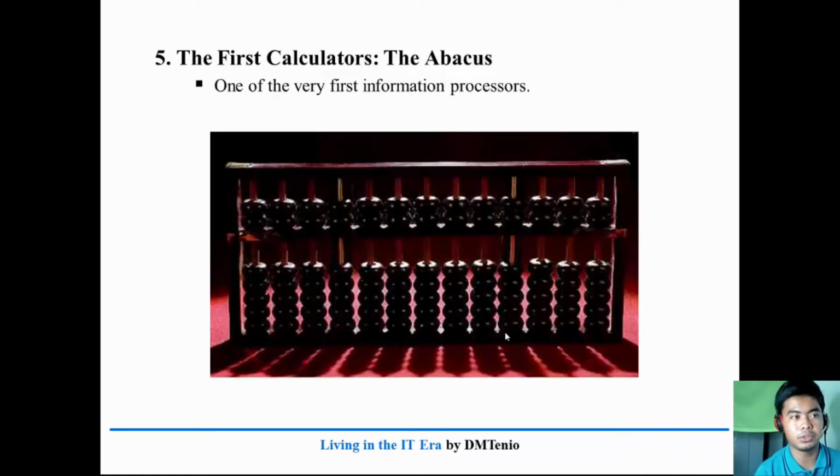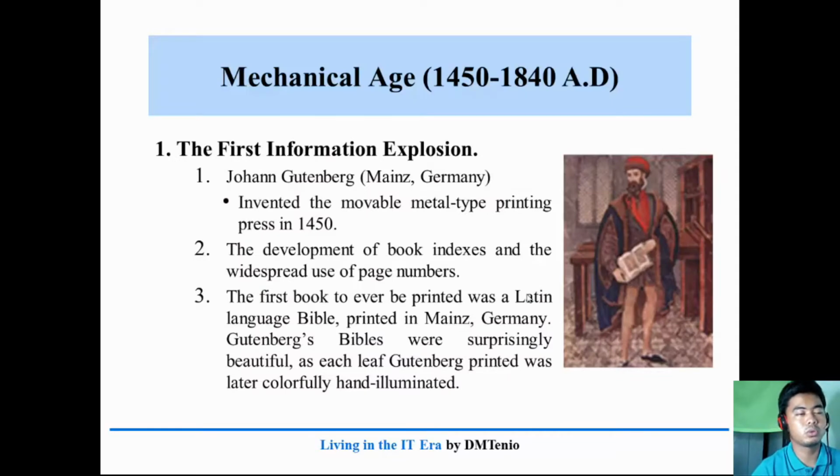Then the first calculator, the abacus, one of the very first information processors. We have seen this before, for example in kindergarten or elementary, where it is usually used to solve examples, multiplication tables. So that is the abacus. Then we go to the second period, which is the mechanical age.